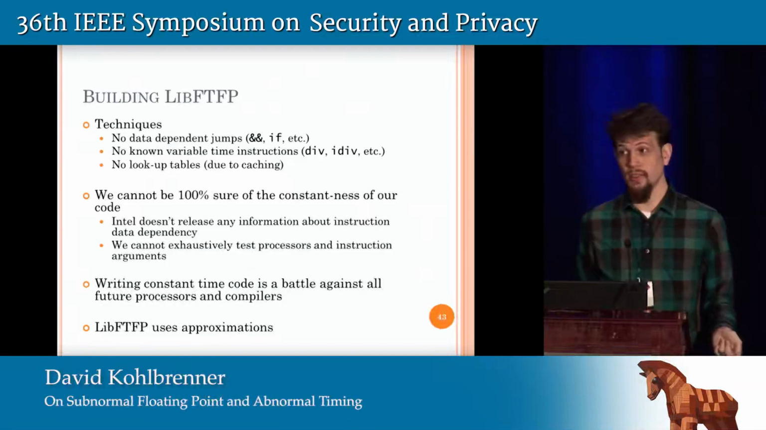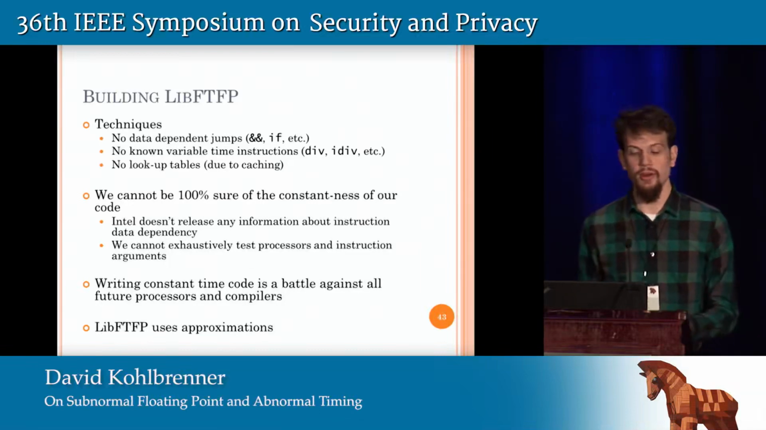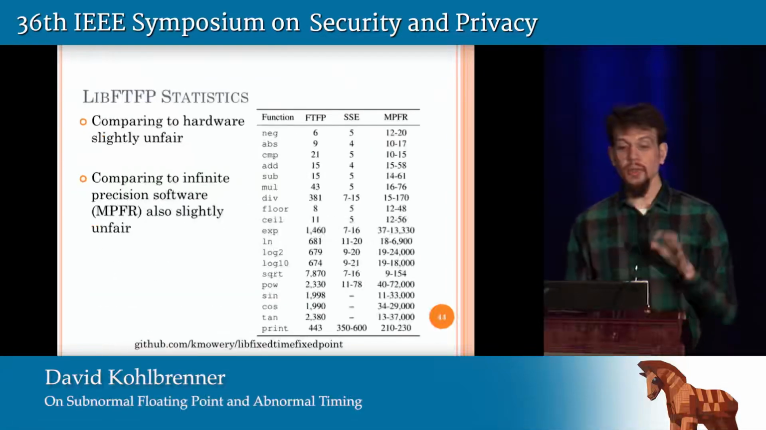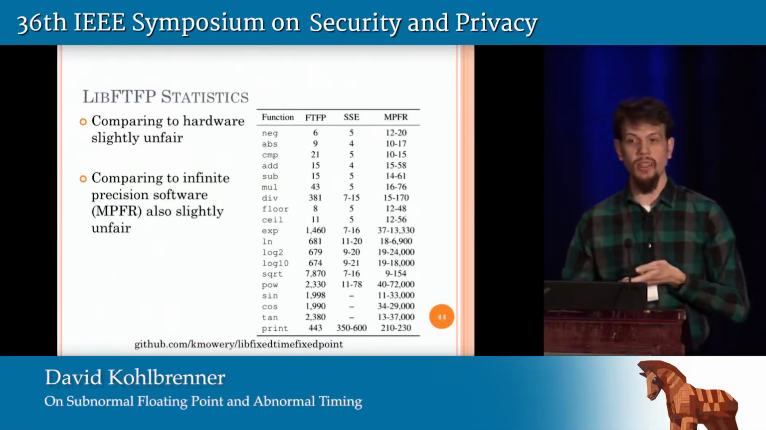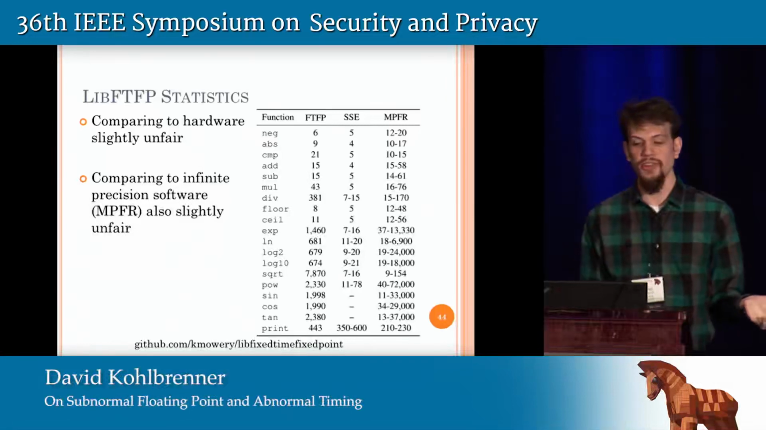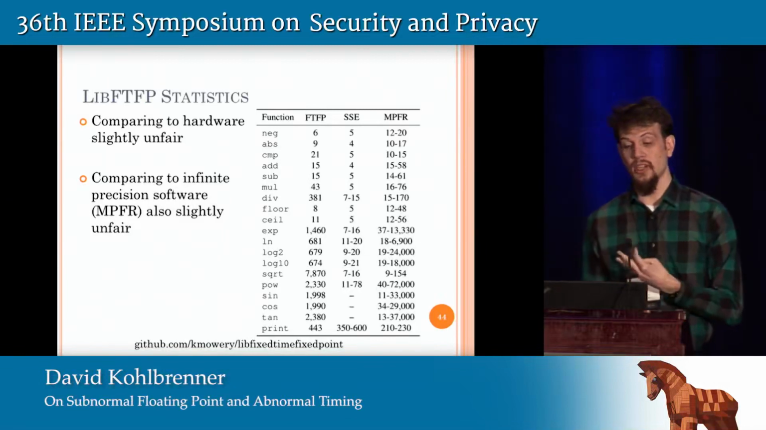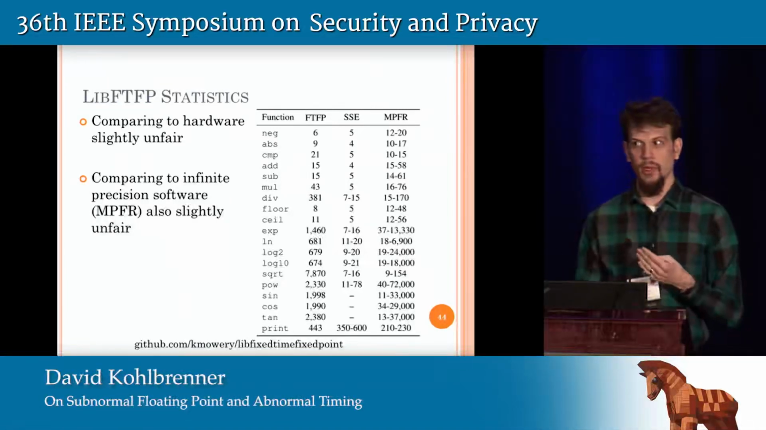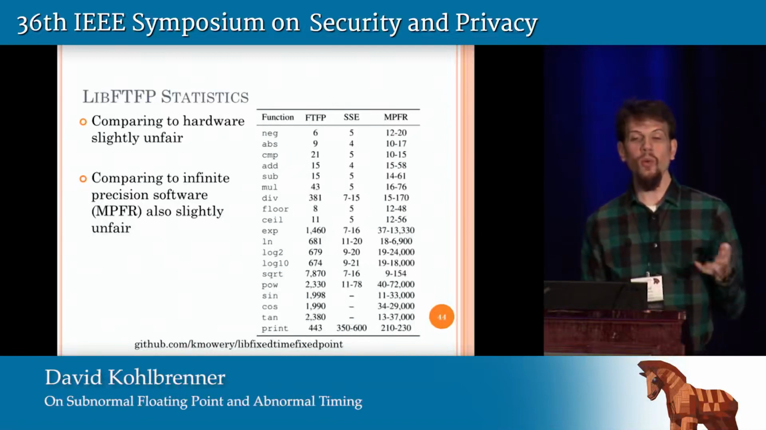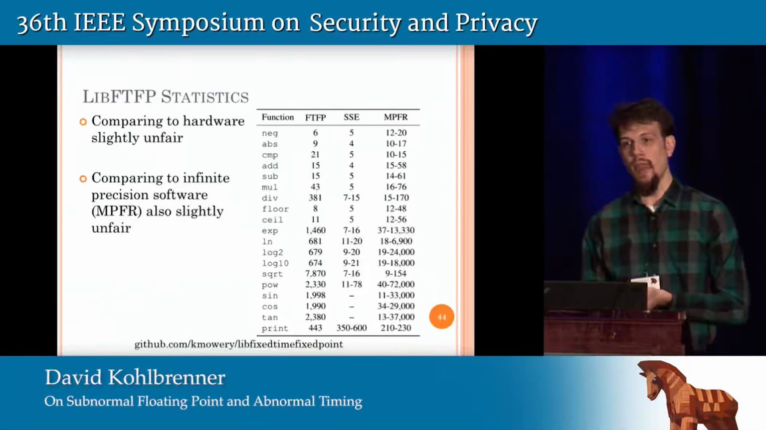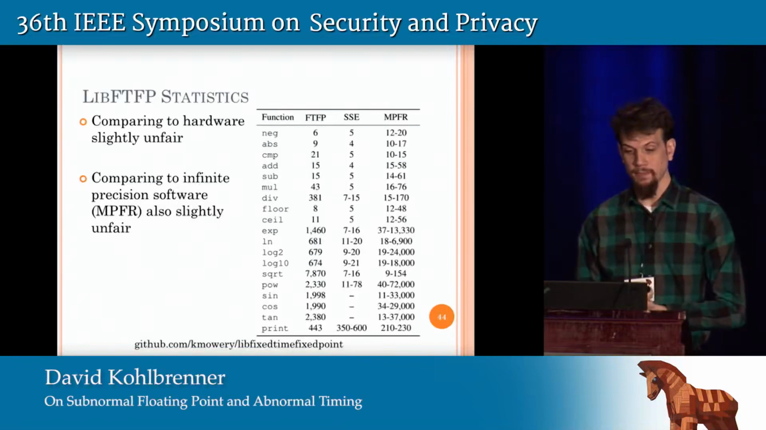And really, anytime you write constant time code in this kind of a case, you're battling against every future processor and every future compiler that your users are ever going to use. So here are some brief statistics on libftfp. Comparing us to hardware, which is the SSE column, isn't exactly fair because we're a software implementation. And comparing us to MPFR, which is an infinite precision representation in software, is also a little bit unfair because we're fixed precision and we use various approximations. But we feel that if you really need some fixed point math, you need non-integer math, that libftfp is worth checking out, and we'd love to talk to people who are interested in using it.